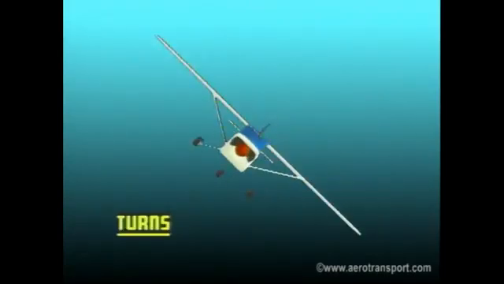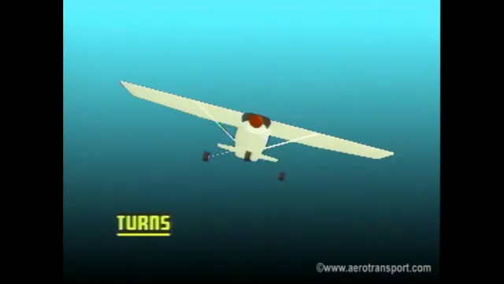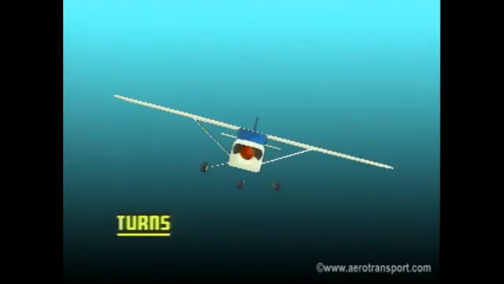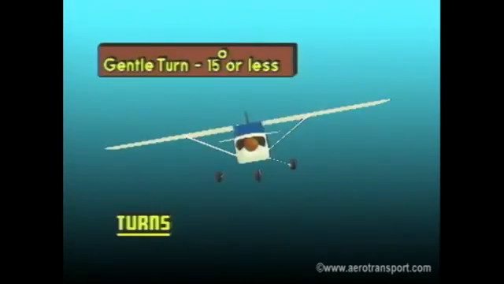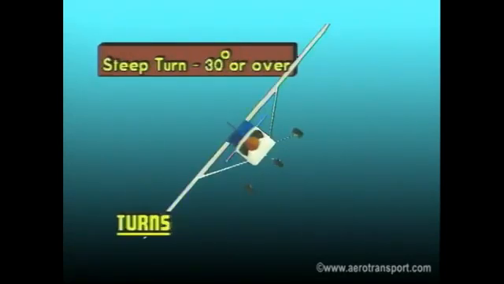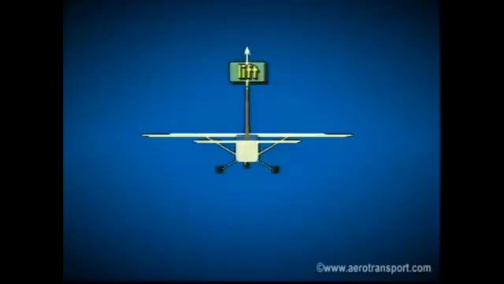As well as level turns, there are climbing and descending turns. Normally, climbing turns are gentle. Descending and level turns may be gentle, medium, or steep. A gentle turn is one with a bank angle of less than 15 degrees. Medium turns have bank angles of 15 to 30 degrees, and steep turns have bank angles of greater than 30 degrees. Now you'll be shown what happens when an aircraft is turned.